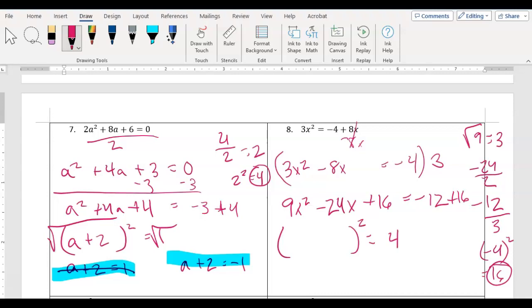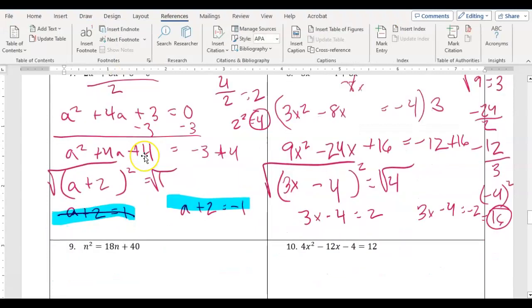And then to make this a perfect square, we're looking at 9x squared, so that's going to be 3x minus 4. And it's going to be minus because I want my middle terms to add up. It's going to be 4 times 3 is negative 12. Negative 12 and negative 12 is negative 24. Now we can take the square root of both sides. 3x minus 4 equals 2. And 3x minus 4 equals negative 2. And again, you can solve it from that point forward.